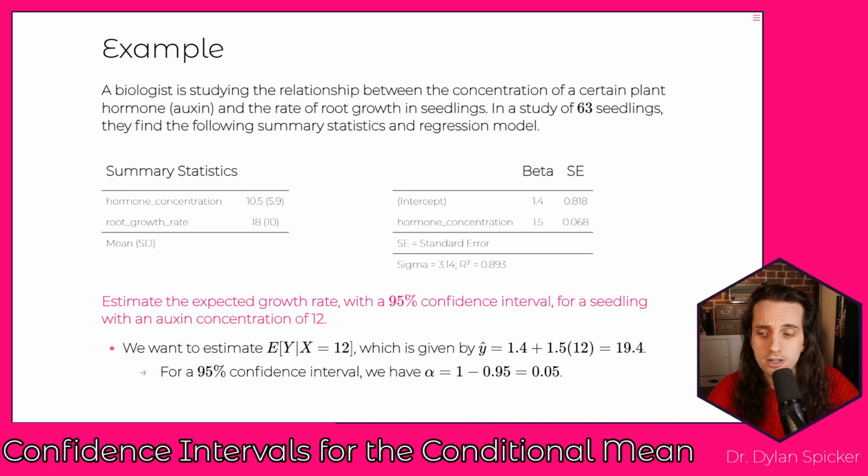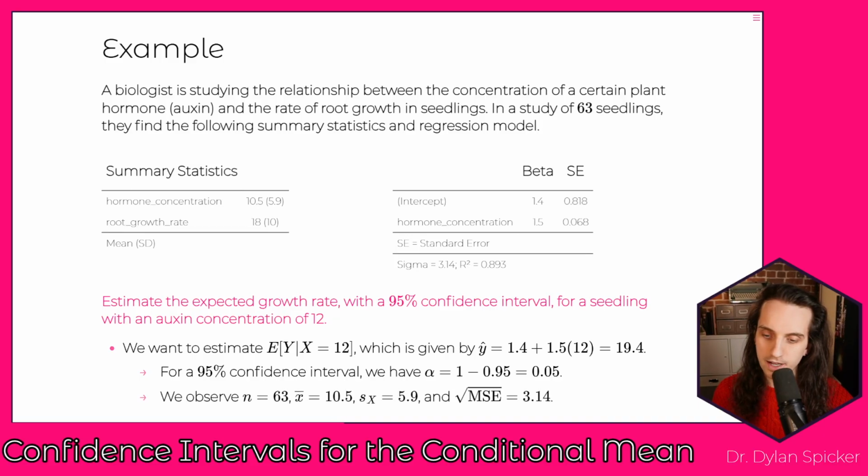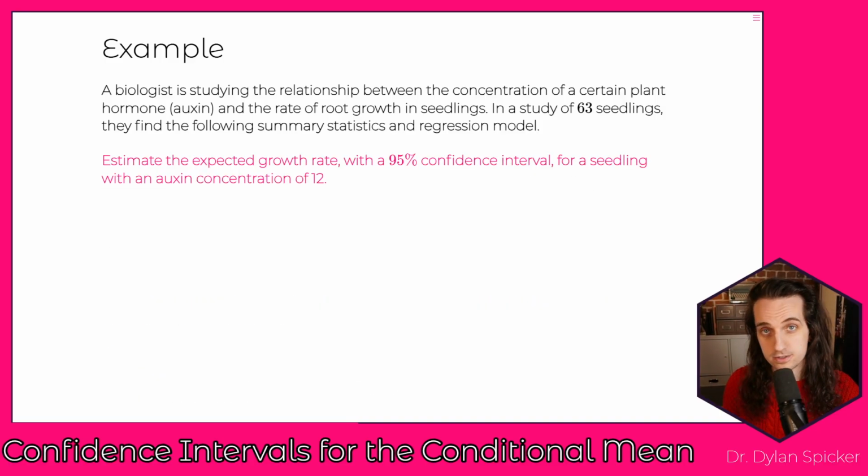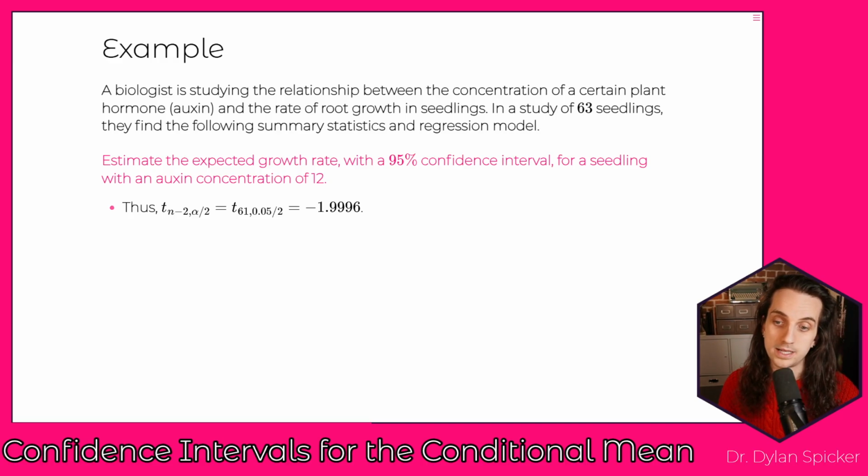For the 95% confidence interval, we have alpha equals 0.05, right? 1 minus 0.95. And we observe n is equal to 63, x bar is 10.5, the standard deviation of x is 5.9, and the square root of our MSE is 3.14. That's all the information that we need there. And so then ultimately we can start to pull this together. We want to take the n minus 2, alpha over 2 critical value.